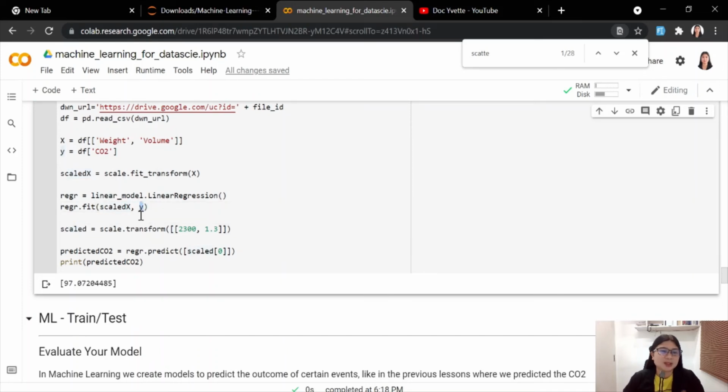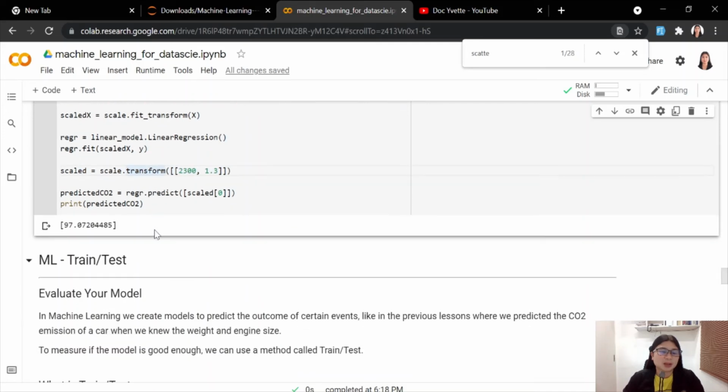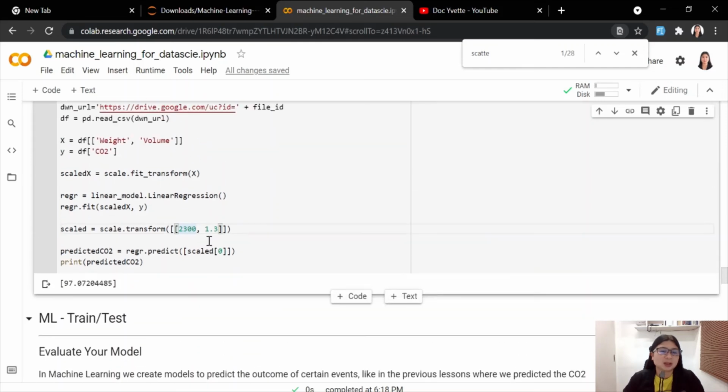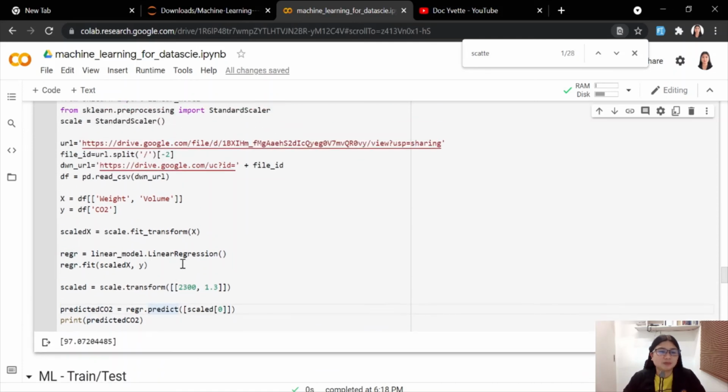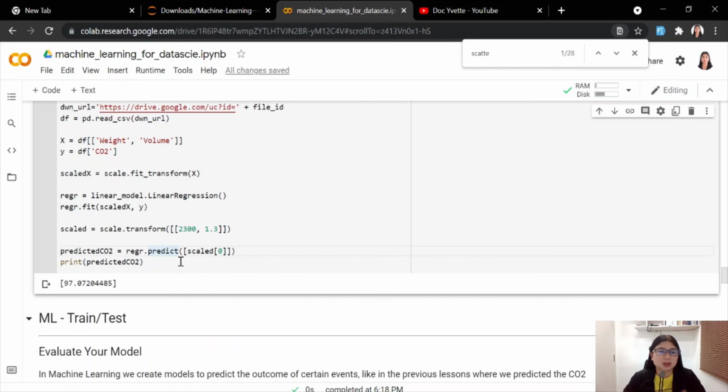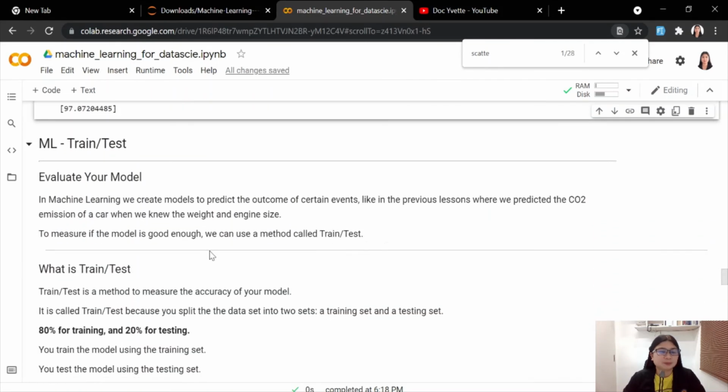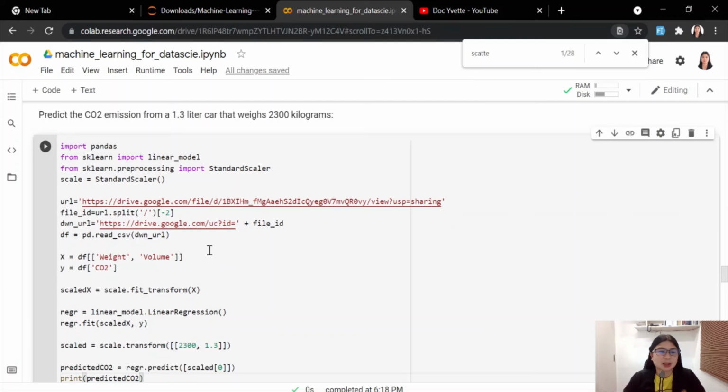Not yet, it has not been scaled, sorry. And then we have to scale both of them. This value is 2301.3. So we can now predict the CO2 by using the scaled values of volume and weight.